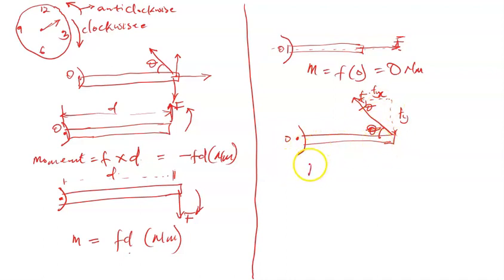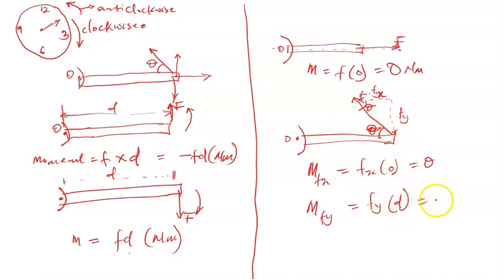So the moment about F of x will be equal to the force times the distance. There's no perpendicular distance, it is 0. So the moment about F of x will be F of x times 0, which is equal to 0. Now the moment about F of y, M of y, will be F of y times the perpendicular distance, d. Obviously, you know that F of y is the same thing as F sine theta. F sine theta times d would give us the moment about this particular point.